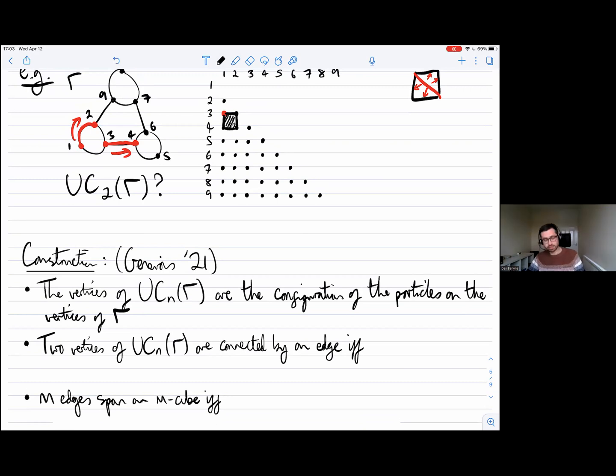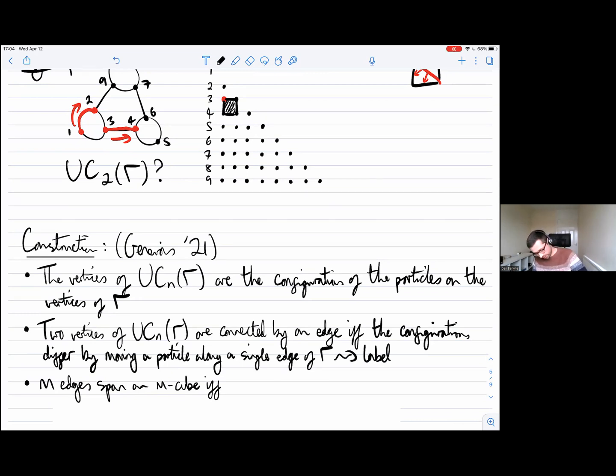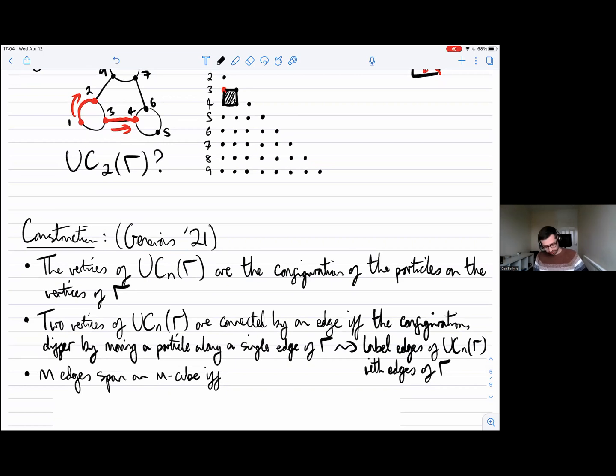Then two vertices of the configuration space are connected by an edge if and only if the corresponding configurations differ by moving a particle along a single edge of gamma. And in fact, this means that we can always label edges of UC_n of gamma with edges of gamma. And then finally, M edges span an M-cube if and only if their labels are disjoint.